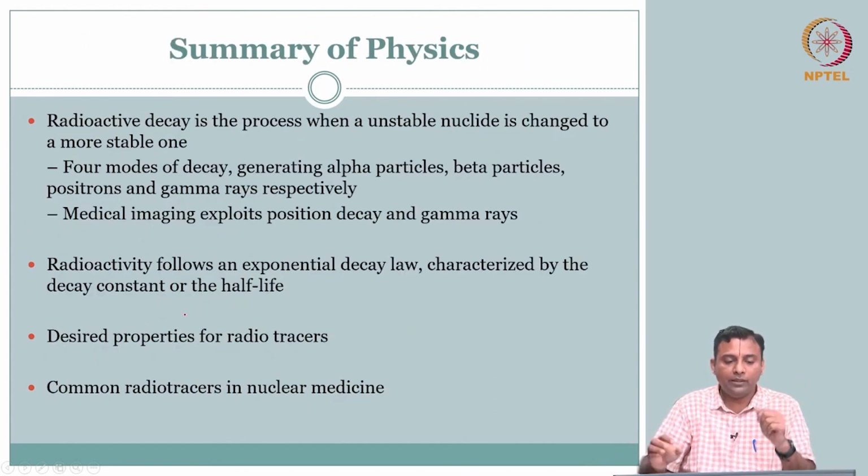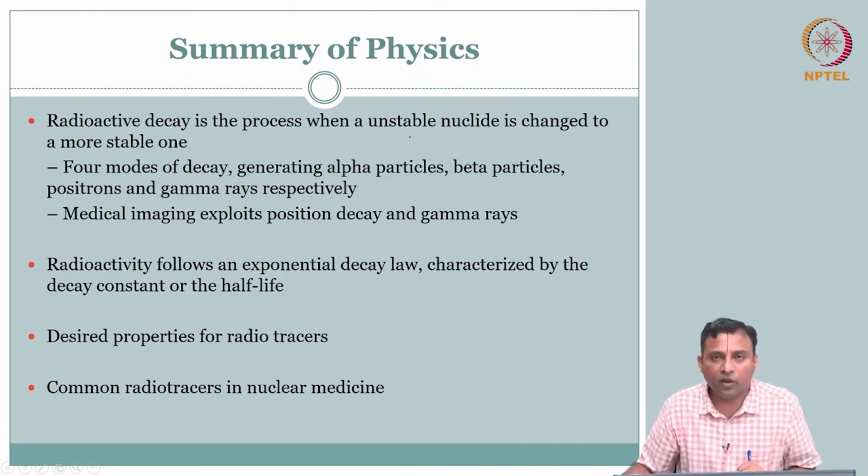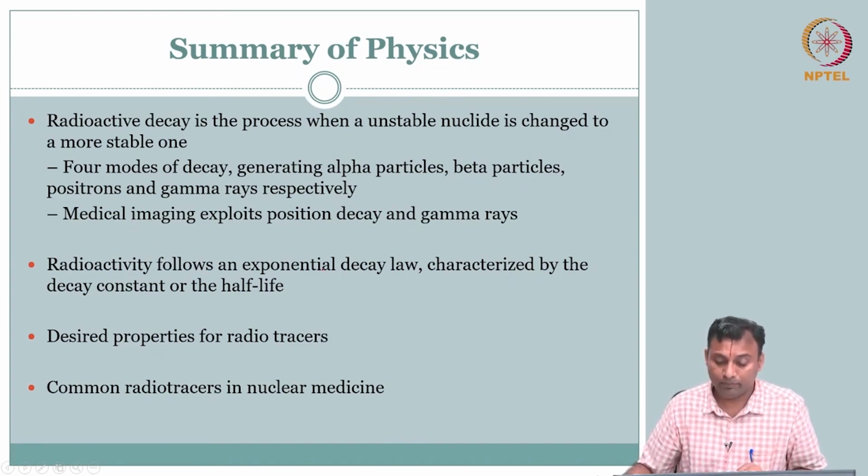Okay. So to summarize, radioactive decay is a process where you have your unstable nuclide changed to a more stable one. In that we talked about the different modes of decay. You have particulate decay and also you have gamma. Only gamma rays are used in your medical imaging. So we also talked about radioactivity, right. You can model that using an exponential decay law. And when we talked about that law, we talked about the half-life as well. So you have an exponential model and then you have a half-life that is usually characteristic.